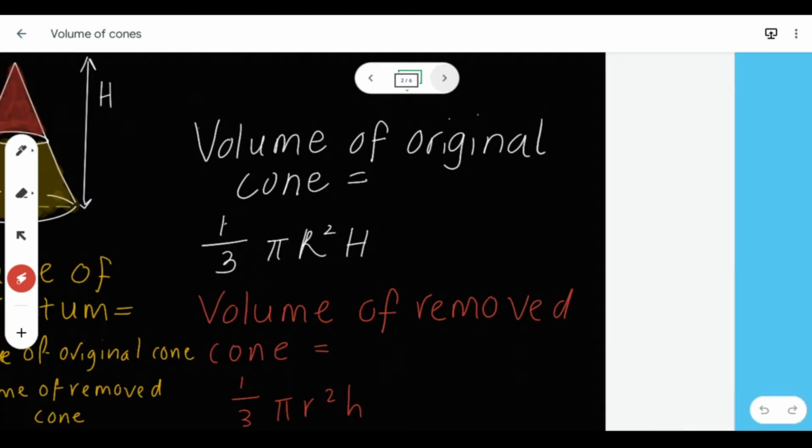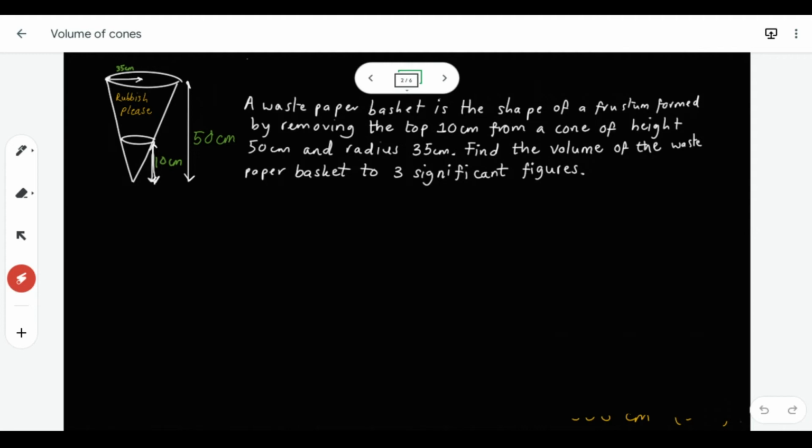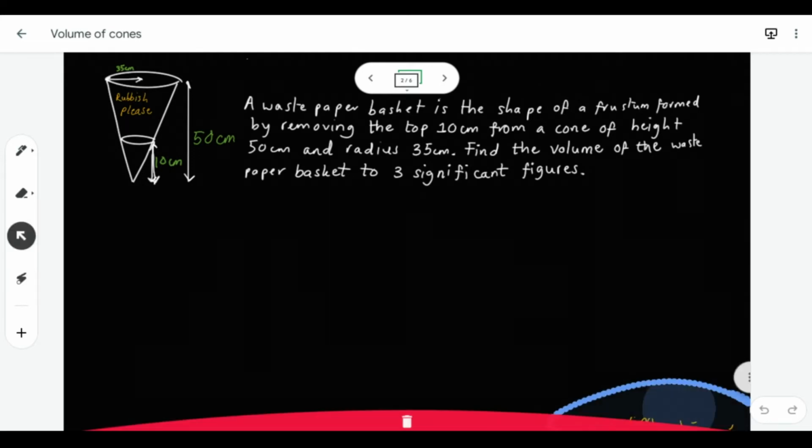Now, using a question then: a waste paper basket is the same shape of a frustum formed by removing the top 10 centimeters from a cone of height 50 centimeters and radius 35 centimeters. Find the volume of the waste paper basket to significant figures. Just going to remove this part here.